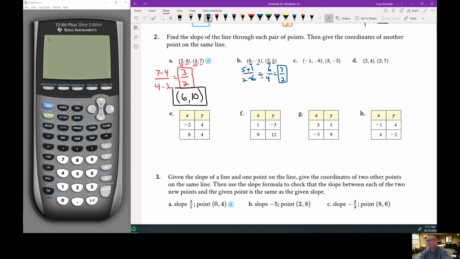3/2 again. Is that right? Did I do that right? Yeah, I did. Oh, no, it's negative 3/2. Oh, I didn't think it was the same. So negative 3/2 because that's a negative 4 down there.